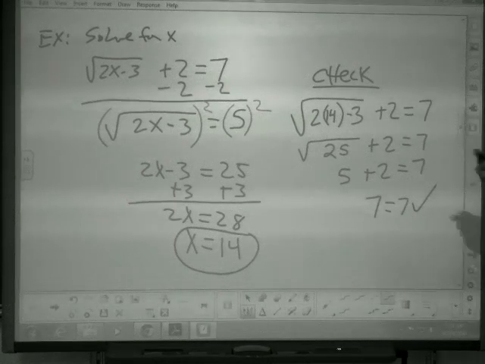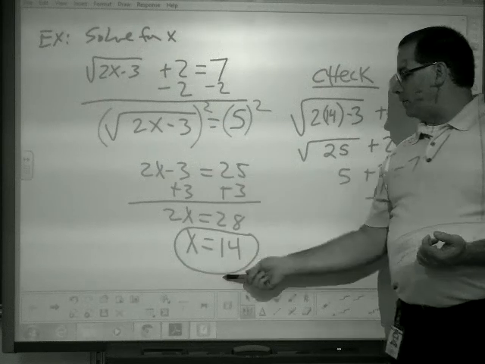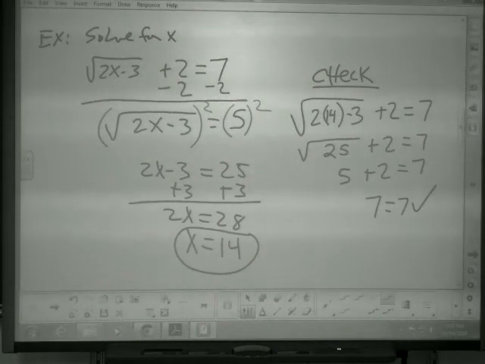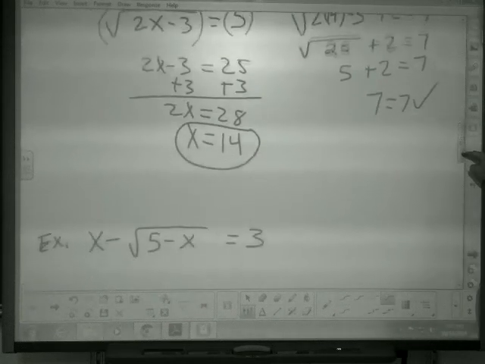So isolate, square both sides, solve what's left for x, make sure it works. If it doesn't work, we would write reject. Let's try one more here.